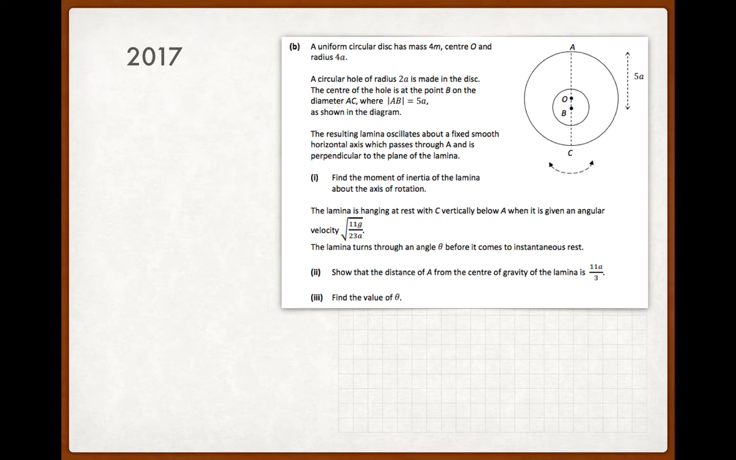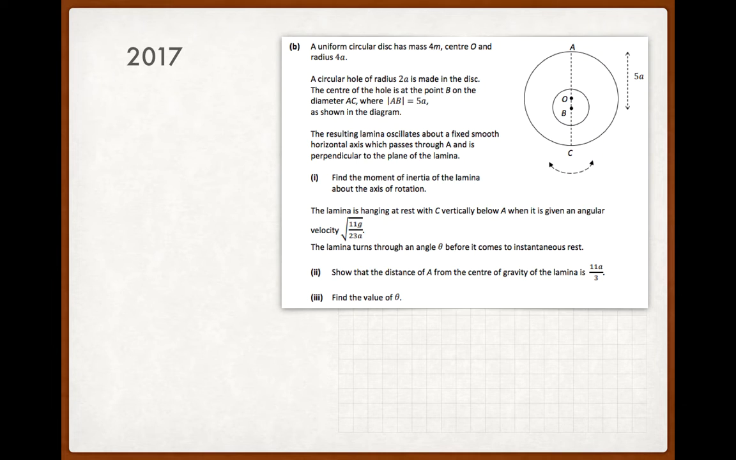Okay, 2017. So we have a big circular disk of mass 4m and centre O. It's got a radius of 4a. We then have a hole cut out of it, radius 2a, and the centre of the hole is at a point B, where the distance from A to B is 5a. Now what we need there is to get the mass.